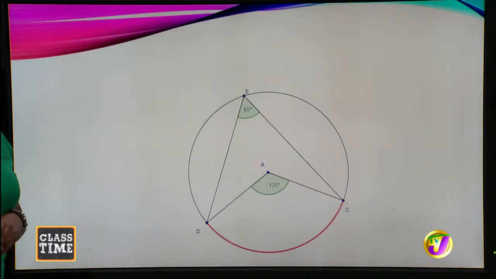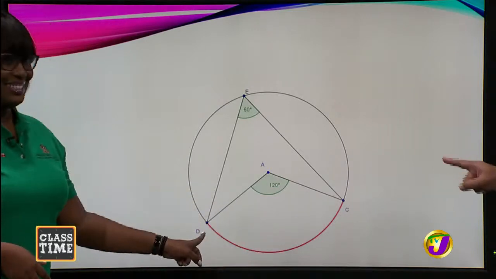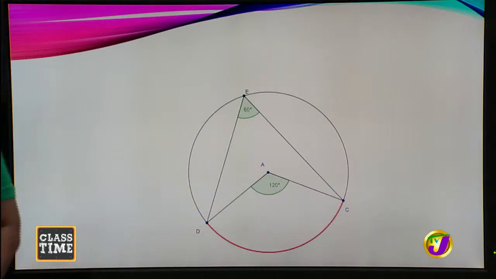I'm also seeing an arc. You're also seeing an arc. Yeah. My favorite thing to notice, guys, the arc. Yes, I'm also seeing the arc. And the angle at the center is formed with the arc. Yes, I'm seeing that as well.